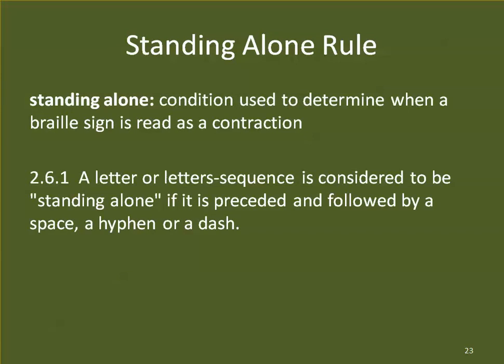Okay, here we go with standing alone. As I said, standing alone is very, very important in UEB. And it determines how the Braille symbols are read. The basic foundation of the rule is that a letter or letter sequence, remember a string of letters, is considered to be standing alone if it is preceded and followed by a space, a hyphen, or a dash. By the end of this series, you'll be saying that as a mantra to yourself, space, hyphen, or dash.